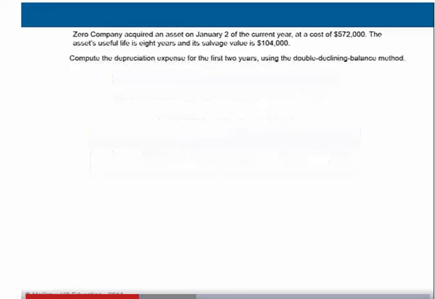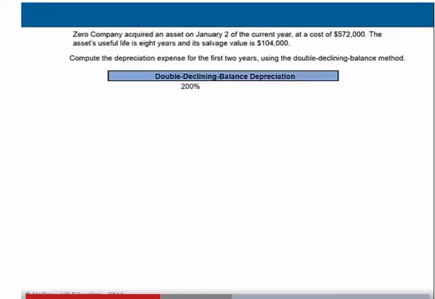Compute the depreciation expense for the first 2 years using the double declining balance method. Unlike the straight-line method, which records the same dollar amount of depreciation each year, the double declining balance method records the same rate of depreciation. The rate is calculated by taking 200%, the double, and dividing by the number of years, 8 years. This rate is multiplied by the beginning of year book value. The depreciation expense each year is equal to 25% of the beginning of year book value.